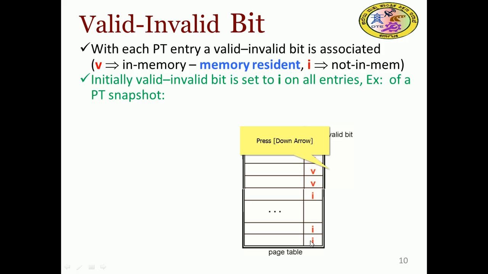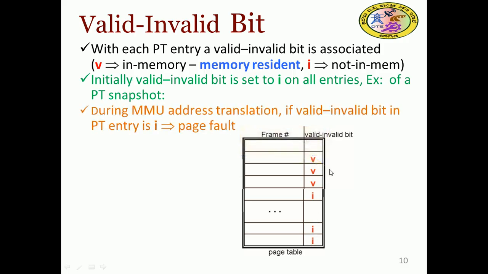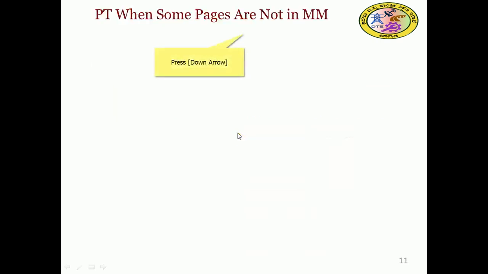Example, a page table snapshot is given here. During main memory address translation, if the valid-invalid bit in the page table entry is I, that is a page fault. Page fault means that page is not available; currently that page is not available in memory. So this is the page table when some pages are not in main memory.